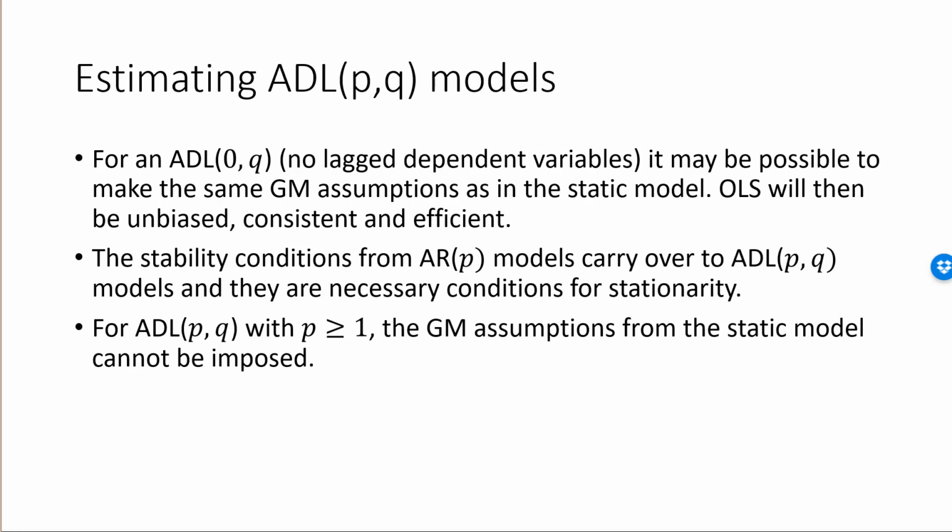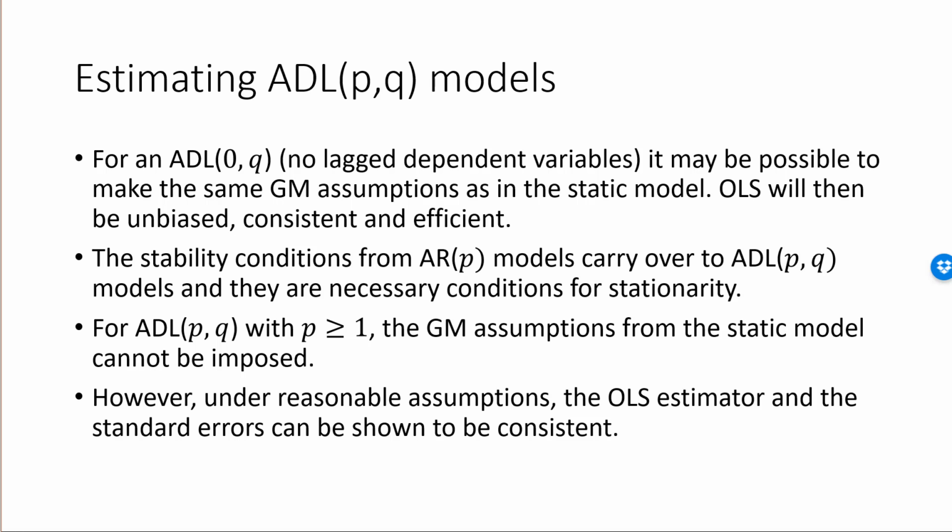We do need some additional conditions on the error term. For example, if we can assume that the error terms are white noise, then the OLS estimator will be consistent, the standard errors will be consistent, and we can estimate an arbitrary ADL model with OLS. We will see later that one of the biggest problems with the ADL(p, q) model when p is greater than or equal to 1 is when the error terms are autocorrelated. If they are autocorrelated, then the error terms are not white noise, and in such a case, OLS will actually not be consistent. But we'll come back to that when we talk about autocorrelation.